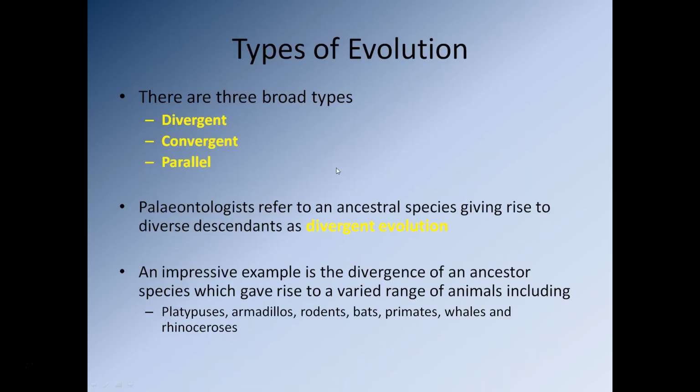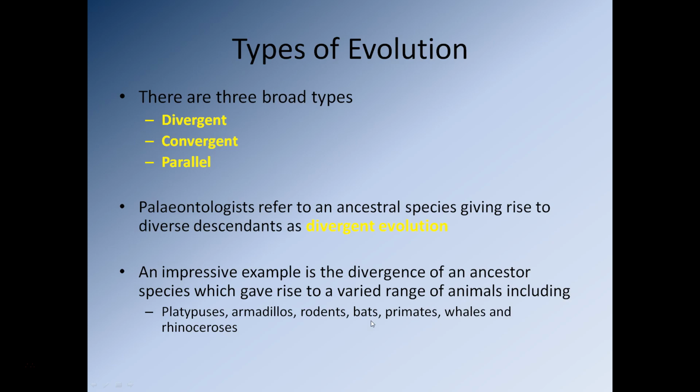So let's think about the types of evolution that there are. Well, there's three of them: divergent evolution, convergent evolution, and parallel evolution. Paleontologists refer to an ancestral species giving rise to diverse descendants as divergent evolution. An impressive example is the divergence of an ancestor species that gave rise to a varied range of animals, including platypuses, armadillos, rodents, bats, primates, whales, and rhinos. So it's actually a whole group of mammals.